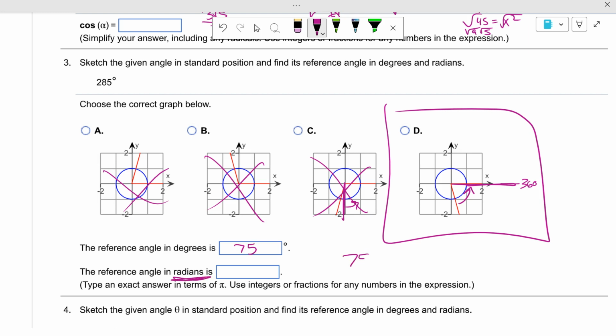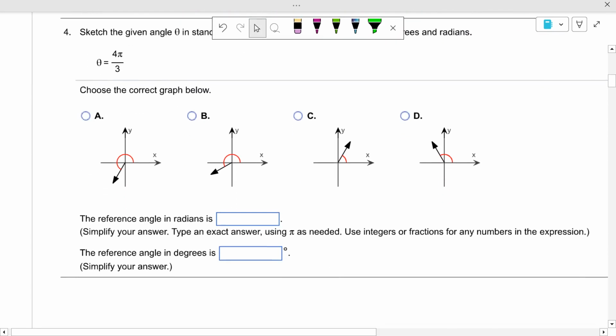Well, if I know degrees, and I want to change it to radians, I multiply by pi over 180. Okay? So this and this, 15 and 75 is 5. And 15 goes into here 12 times? So it's 5 pi over 12. How did I do on that? Well, I don't have any complaints, so I must be right.